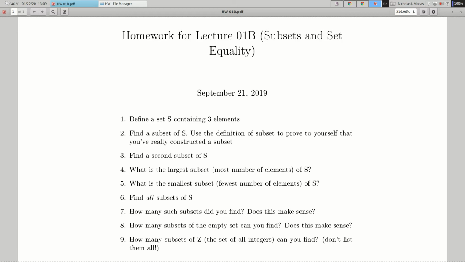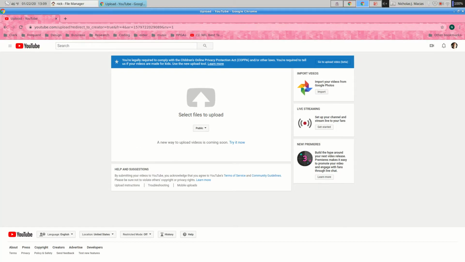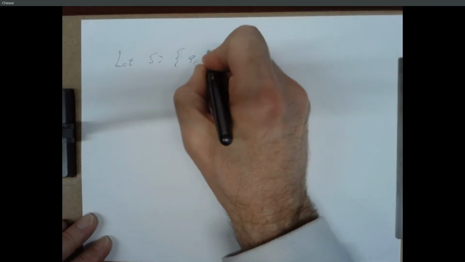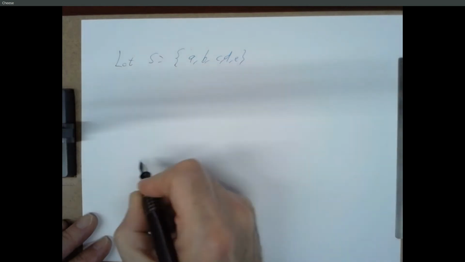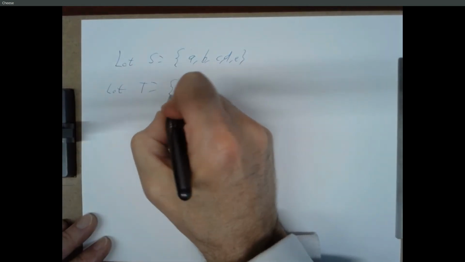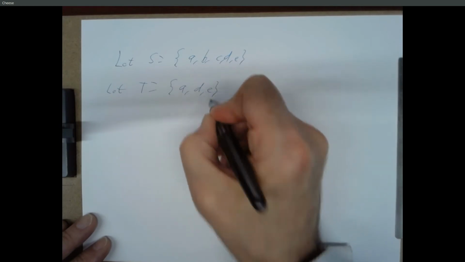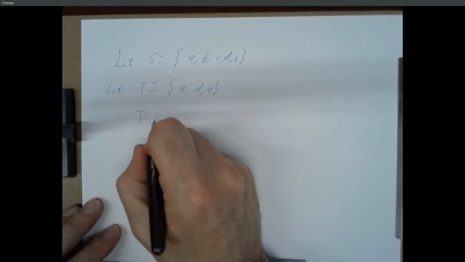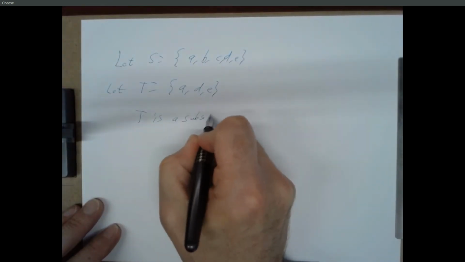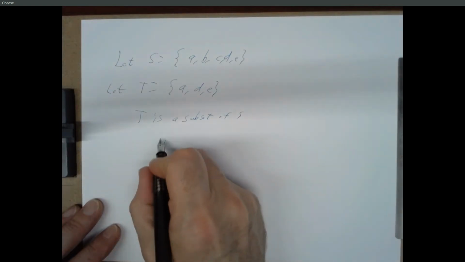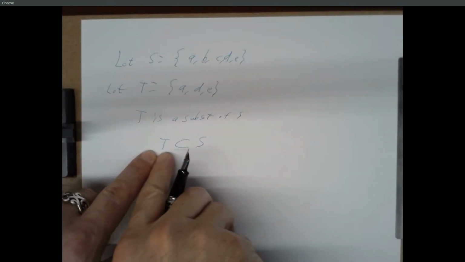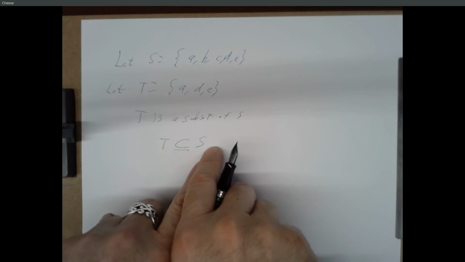Let me talk about subsets really briefly. A subset is just a set that's contained inside another set in the following sense. Let S equal the set containing A, B, C, D, and E. Let T be the set containing A and D and E. If every element in here is also contained in there, we can say T is a subset of S. We write that with this sideways U with a line underneath, and this means everything contained in T is also contained in S.